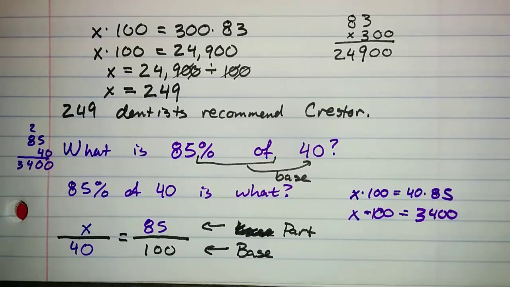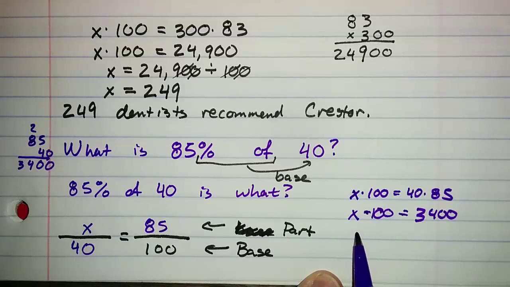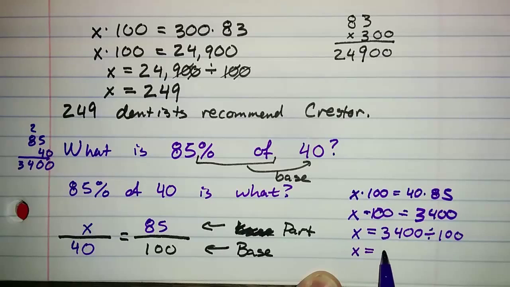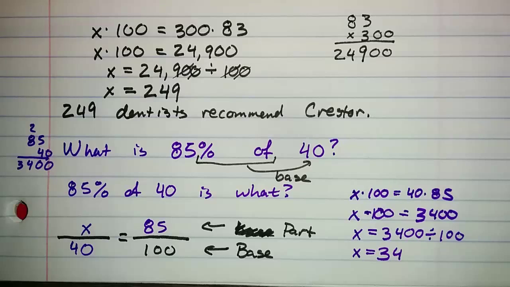What times 100 gives me 3,400? That's the same question as what is 3,400 divided by 100. I'll get x is just 34 by dropping those last two zeros.